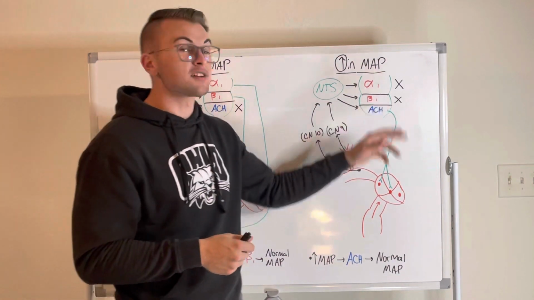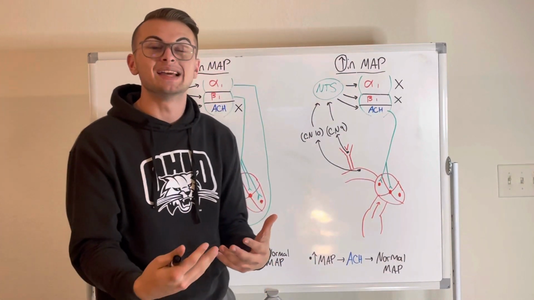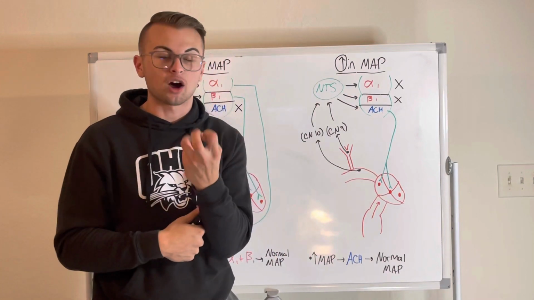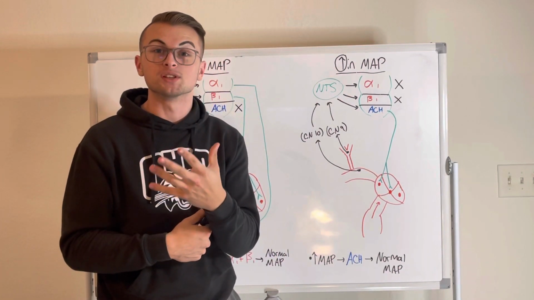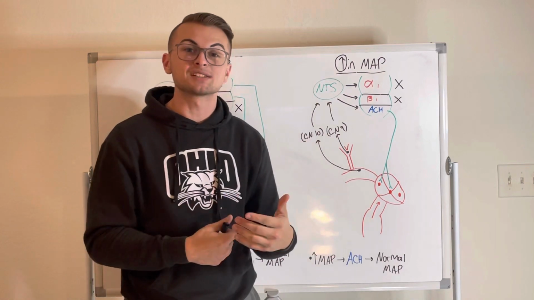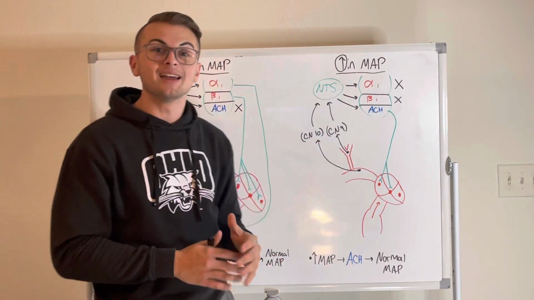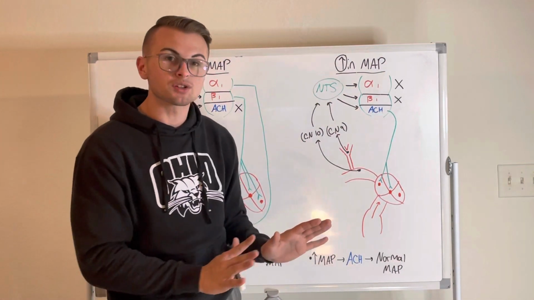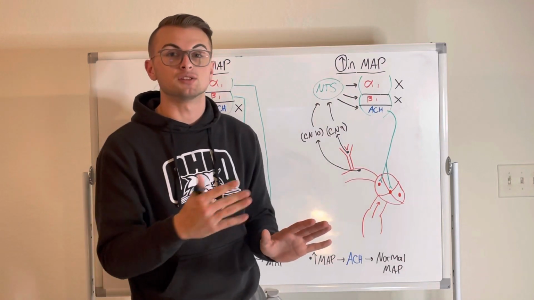Now, the cardiac accelerator center, its whole purpose is to increase our heart rate and contractility, to make our heart squeeze hard and fast. Now, lastly, our cardiac decelerator center, it's the brakes. It's going to decrease our heart rate and our contractility to an extent.